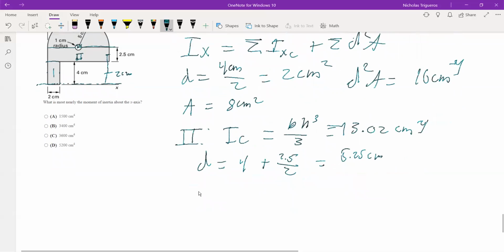Next one, we need to move it up even more. And the area for that one, I got it's kind of large, 25. So D squared A, sorry, 689. You square the 5.25 times 25. Okay.